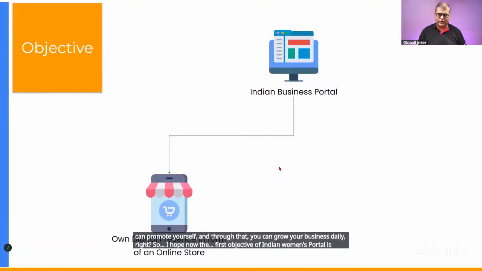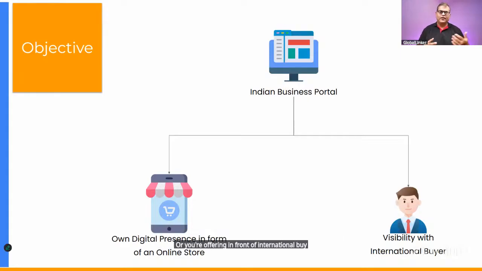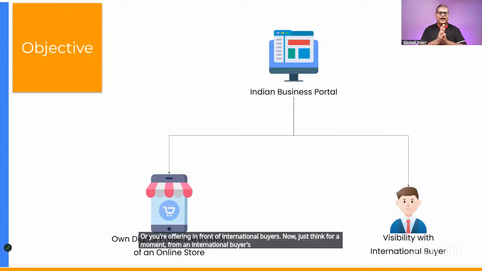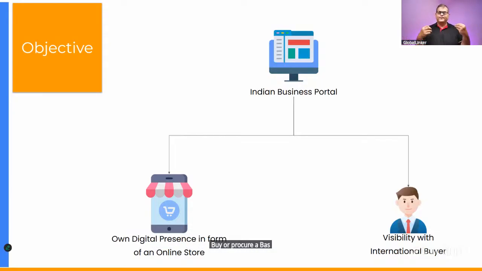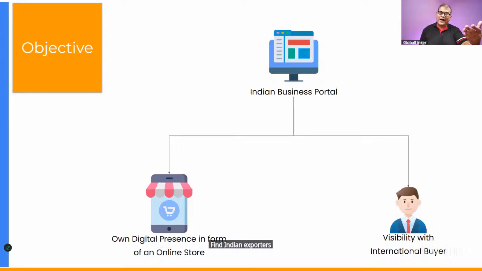The second objective is to present you or your offering in front of international buyers. Now, just think for a moment from an international buyer's perspective. Just imagine that there's a buyer who's wanting to, let's say, buy or procure basmati rice. Now, if that person hasn't done any business or hasn't been dealing with Indian exporters, it is quite a task for him or her to find Indian exporters who can supply basmati rice.